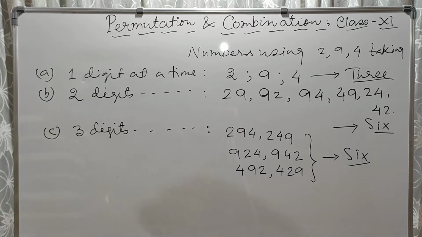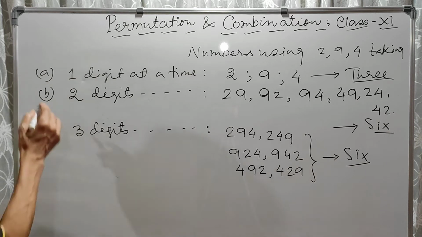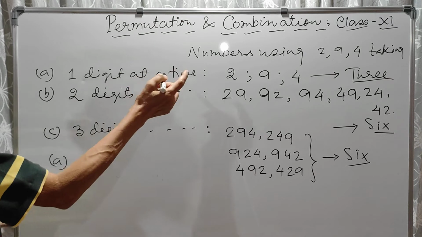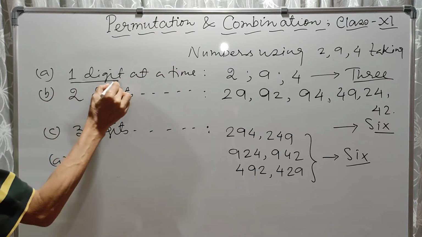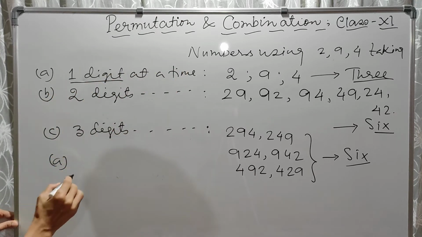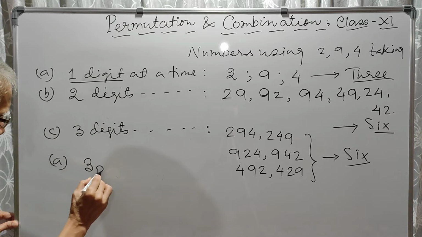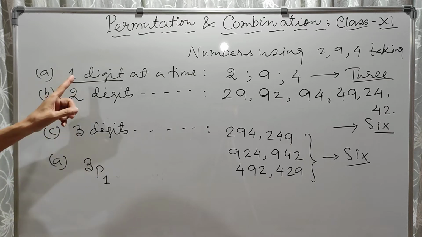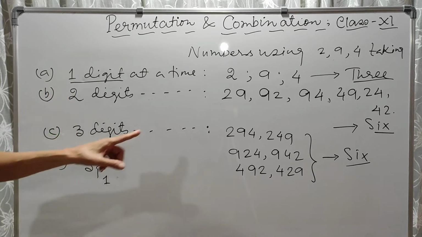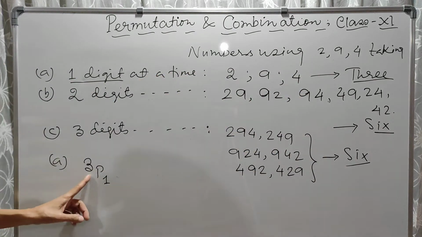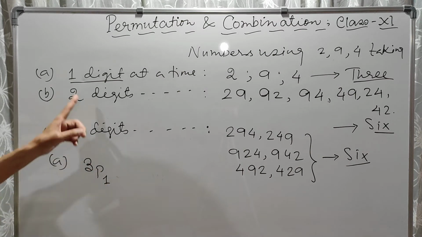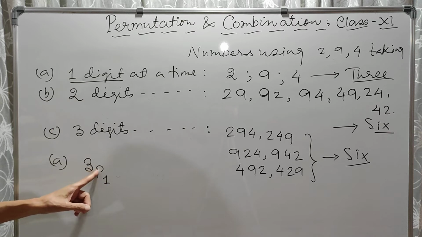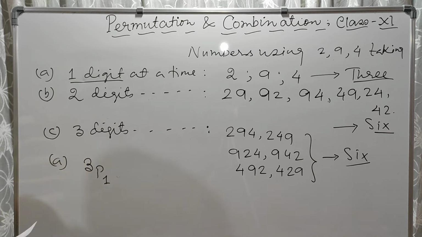Okay, now you see this A. Now 1 digit out of 3 digits. Out of 3 digits, we have taken 1 digit at a time. So symbolically, we write this way: 3P1. So note the symbol. This A will be written as 3P1. Why this 3? Because there are 3 objects, 3 digits. And why this 1? Because we are taking 1 at a time. So 3P1 means permutation of 3 objects taking 1 at a time.